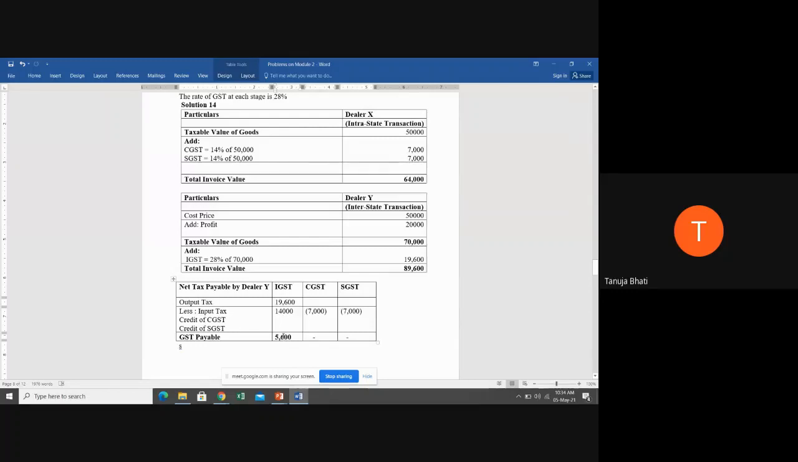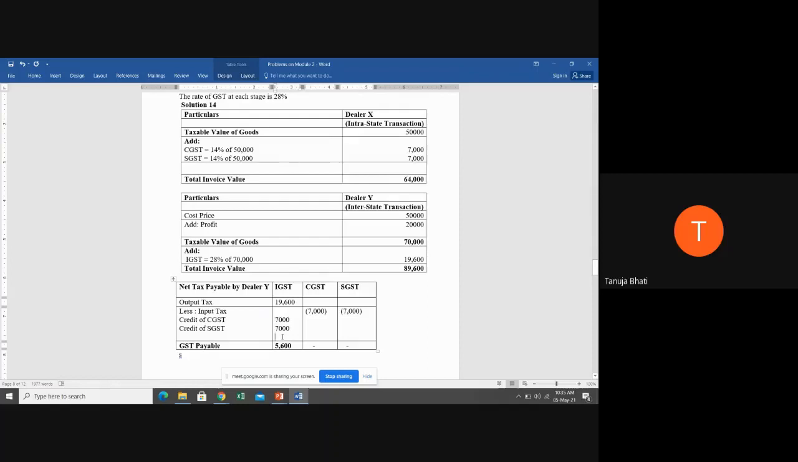Now, as per the set of rules, if IGST input tax credit is not available, then it can borrow the credit from CGST. Even after borrowing from CGST, if there is some deficit, it can borrow from SGST. Since IGST input tax credit is zero, here there is no IGST input tax. Therefore, it is borrowing 7,000 from CGST and 7,000 from SGST.